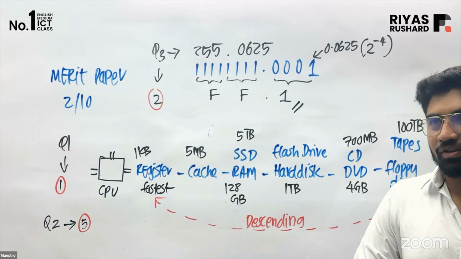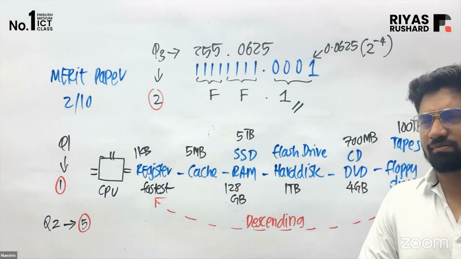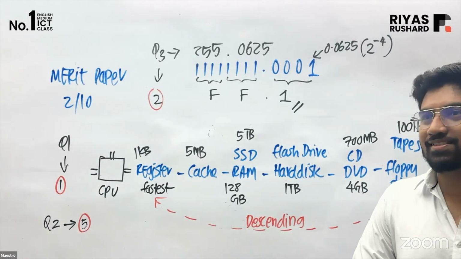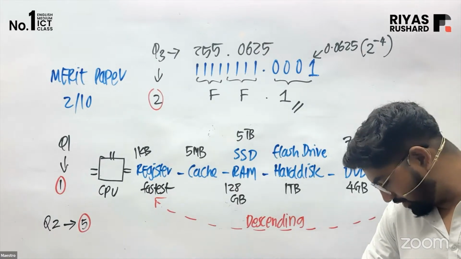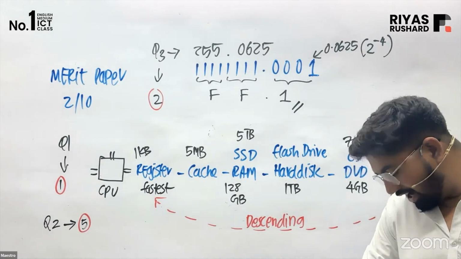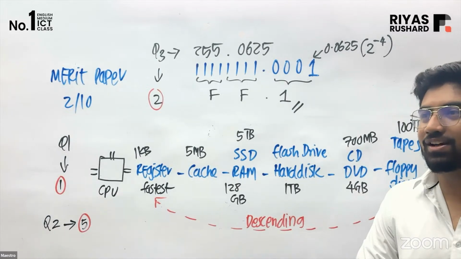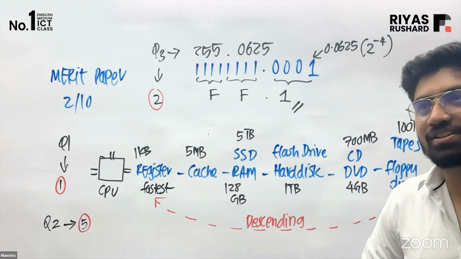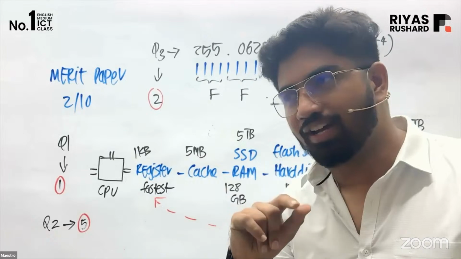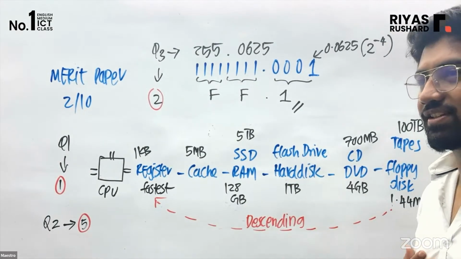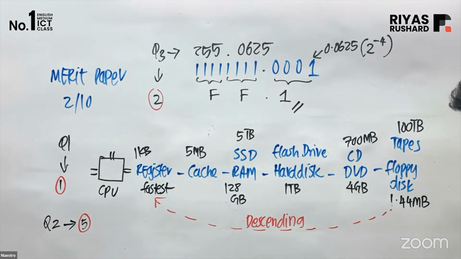Okay, 2 out of 10 papers. Merit paper series, 20 marks. Good. Next question. That's an interesting question. What is the answer for question number 4? An interesting question on IP addressing, which we are going to go through. Question number 4 and question number 5.